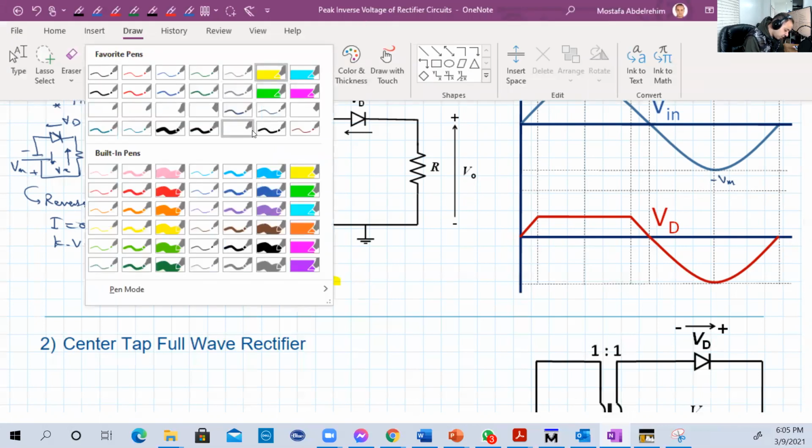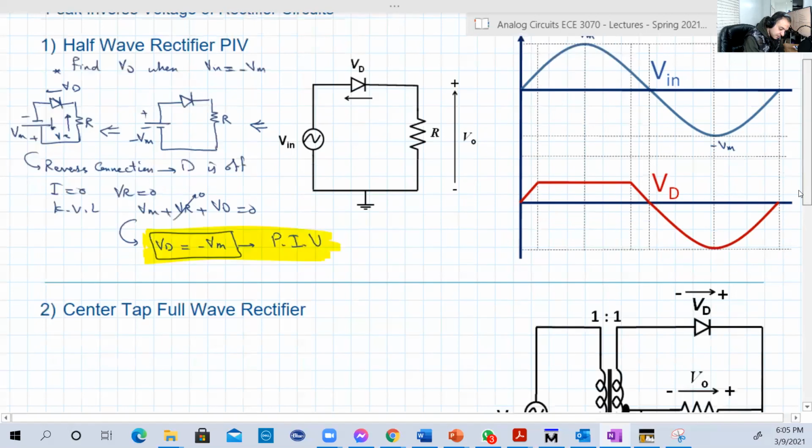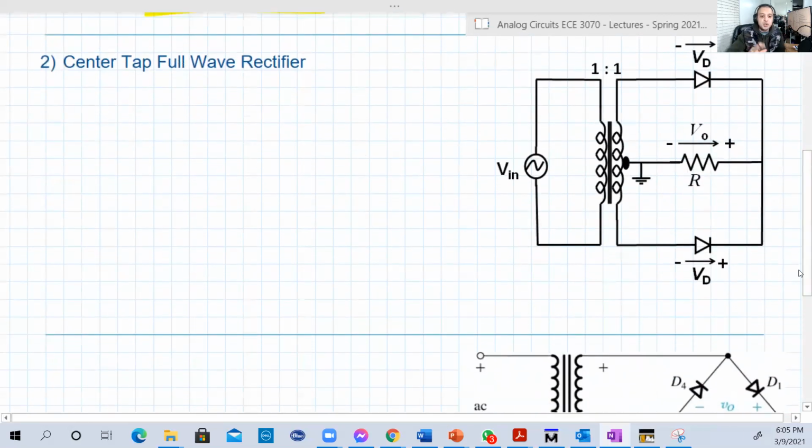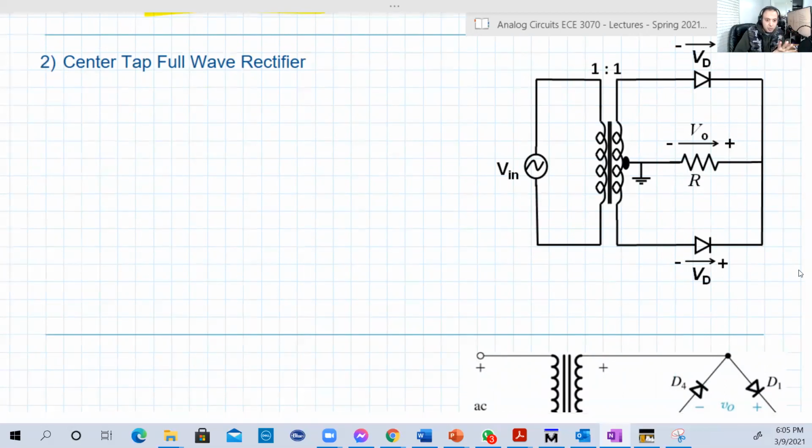Okay, let's do now the center tape full wave rectifier. You can choose. So here you have two diodes. You may say I should calculate both. No, because basically the circuit is symmetric. So the peak inverse voltage that you calculate for D1 will be the same if you calculate it for D2. So you can do that as a check.